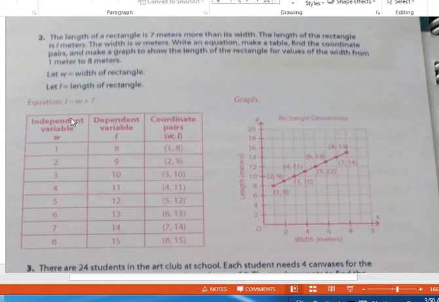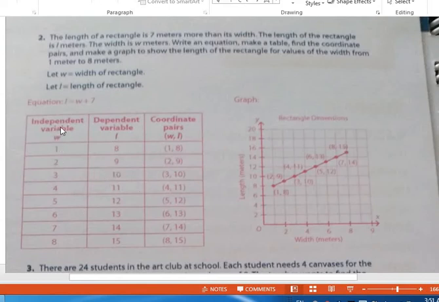First of all, the equation. The length is given in the question. Length equals width plus 7. "More than" means plus 7. So length equals width plus 7. This is my equation. I have here the table.